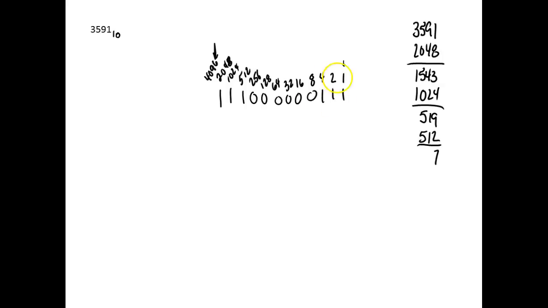So once you get into here, that last one you know. So I got down to 7. I knew it was less than 15, so it's got to go in that slot right there. And this right here is just a binary 7, right? And this is base 2.